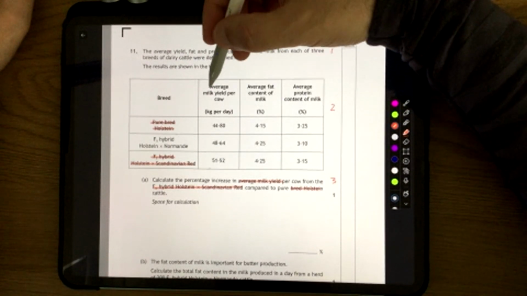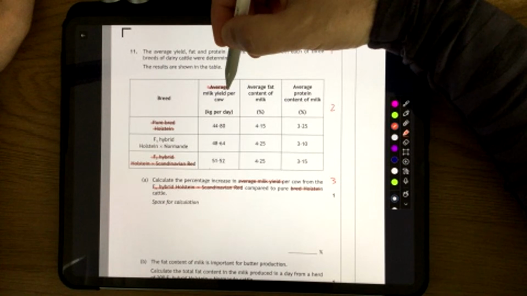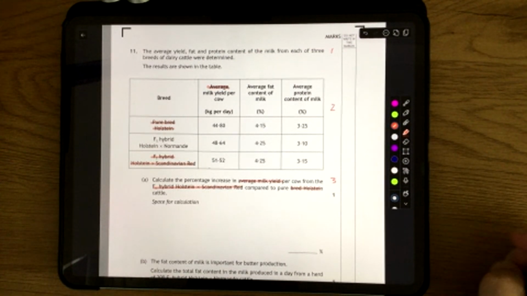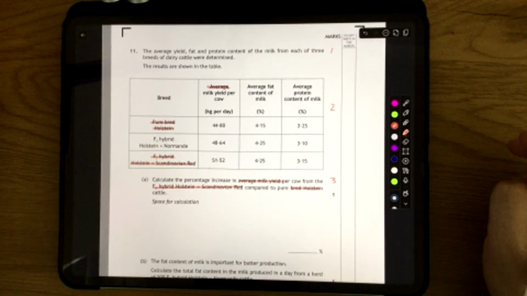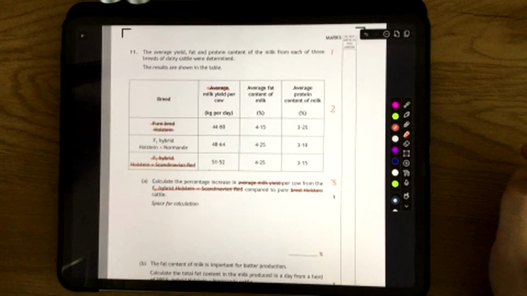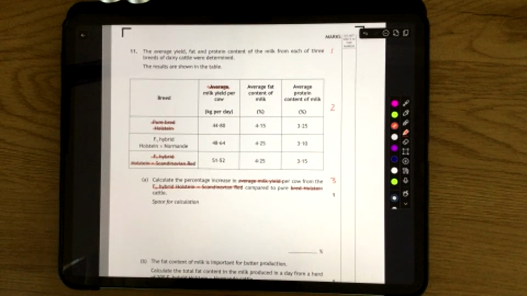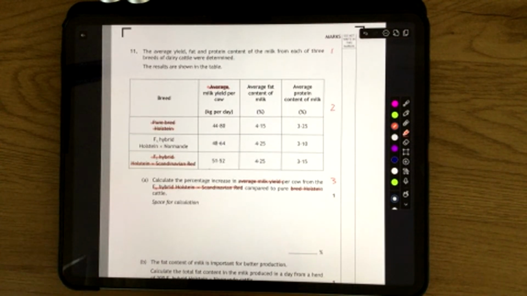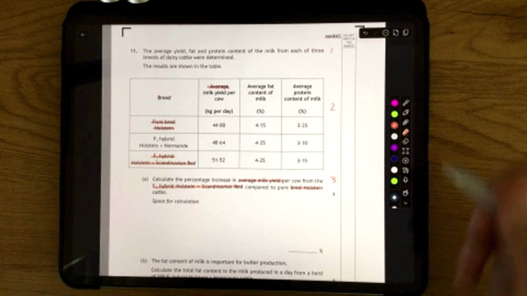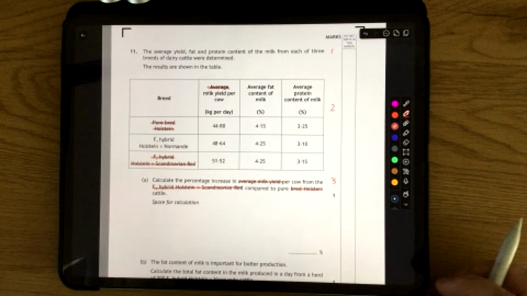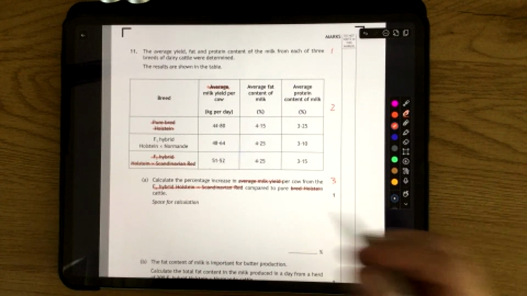So what we're going to do is look at this column here. And as we are going for percentage increase, this means that we're going to take it in the order that they come in to allow us to break that down. We're going to work out the difference in the average milk yield per cow and then convert that to the percentage increase.